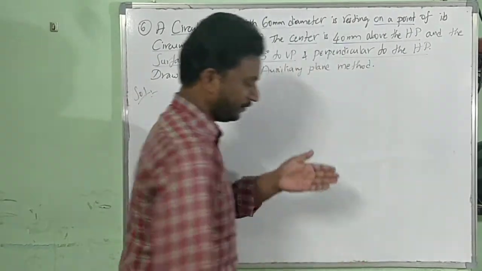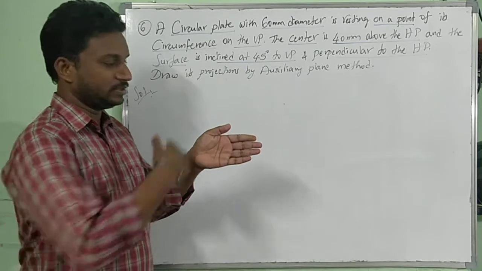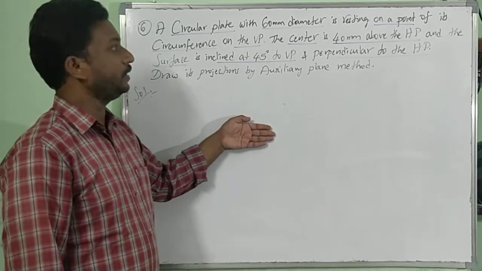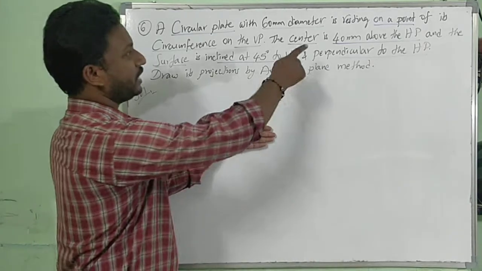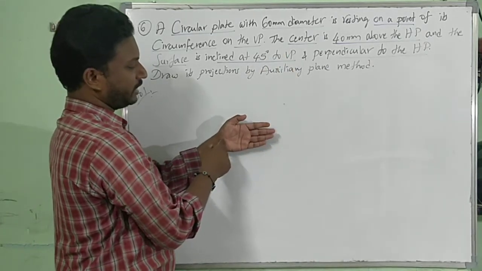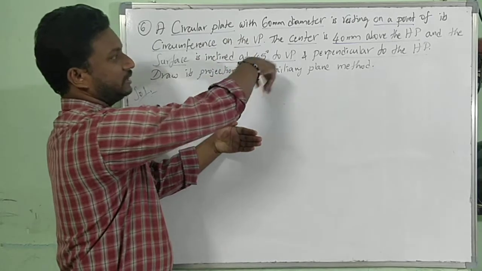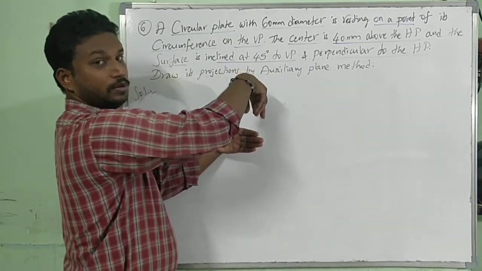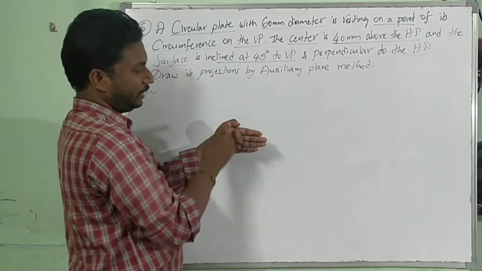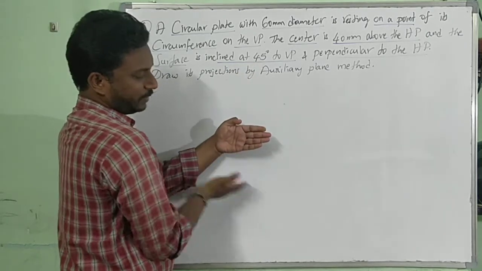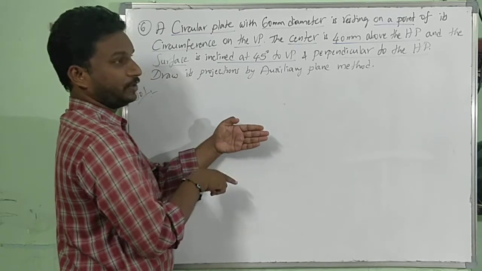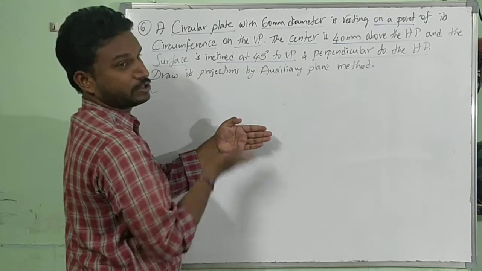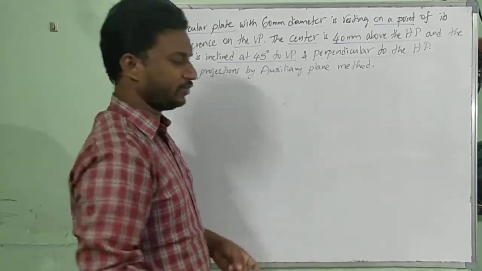Now you can see the surface is like this circle, totally on VP. But he is mentioning it is lying with only one point. One point means here it will be like this. Now this surface is inclined at 45 degrees to VP in the top view, and perpendicular to HP, this is 90 degrees. But when you draw the XY line, the center is 40 mm above HP. HP is nothing but the XY line.